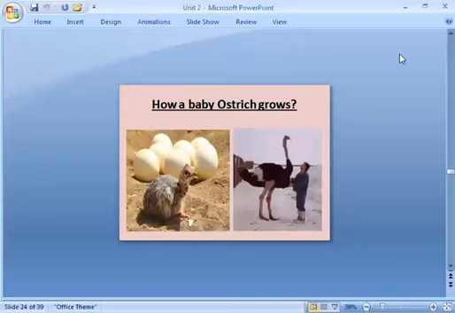Okay, how does a baby ostrich grow? Student, an ostrich egg is larger than the egg of any other animal. When the egg hatches and the baby comes out, it's the size of a hand. The baby grows fast and in only 6 months it becomes as tall as its parents.